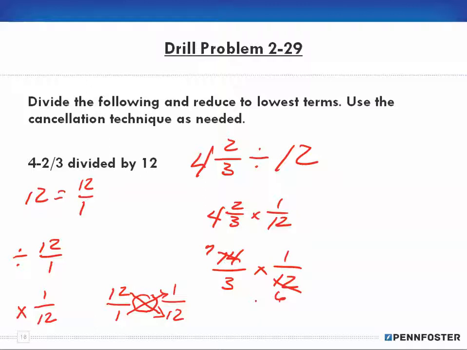And I can't cancel out anymore, so 7 times 1 is 7, and 3 times 6 is 18, and that's my final answer because I can't reduce to the lowest terms. Now, the important thing to remember here is, I'm ending up with 7/18.